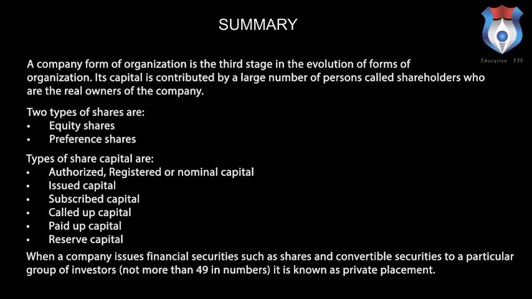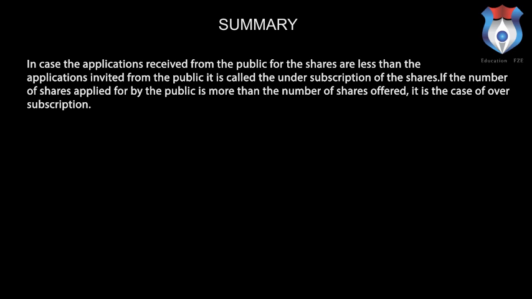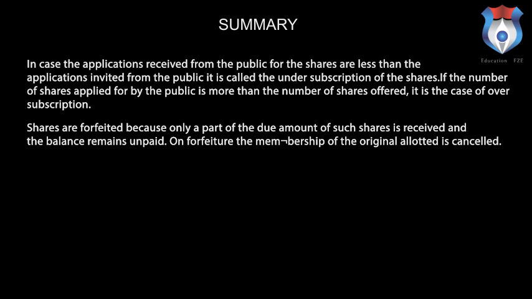When a company issues financial securities such as shares and convertible securities to a particular group of investors, it is known as private placement. In case the applications received from the public for the shares are less than the applications invited from the public, it is called undersubscription of the shares. If the number of shares applied for by the public is more than the number of shares offered, it is a case of oversubscription. Shares are forfeited because only a part of the due amount of such shares is received and the balance remains unpaid. On forfeiture, the membership of the original allottee is cancelled.